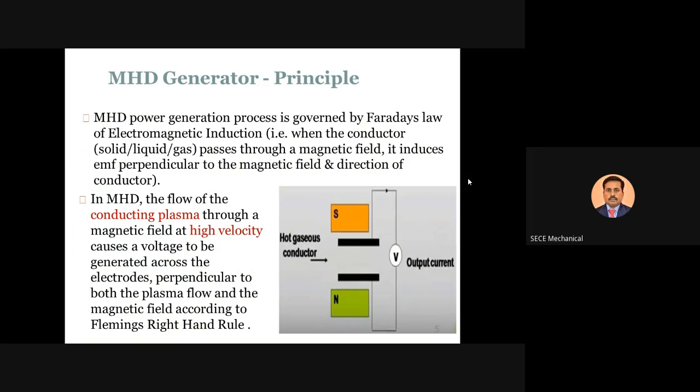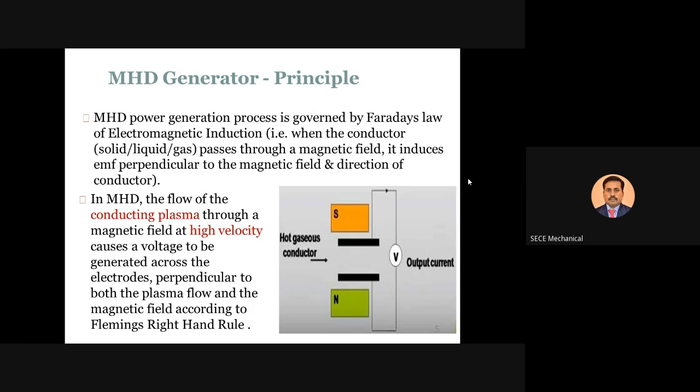Next, the MHD generator principle. MHD power generation is governed by Faraday's law of electromagnetic induction. That is, when a conductor, solid, liquid or gas, here a plasma gas, passes through a magnetic field, it induces EMF perpendicular to the magnetic field and the direction of the conductor. In MHD, the flow of conducting plasma through a magnetic field at high velocity causes a voltage to be generated across the electrodes, perpendicular to both the plasma flow and the magnetic field, according to Fleming's right hand rule. That I already told.